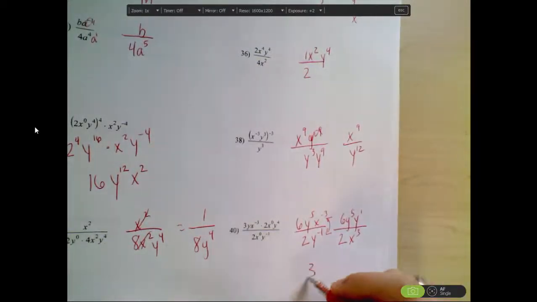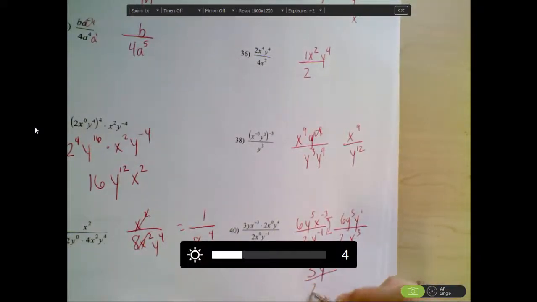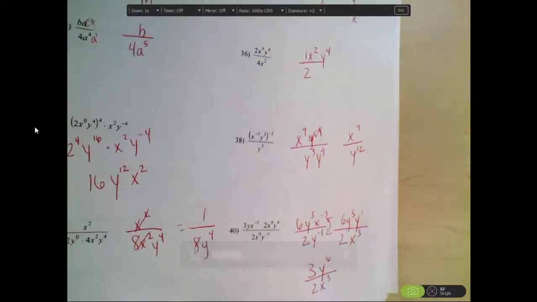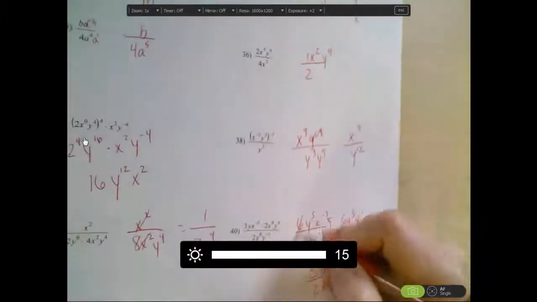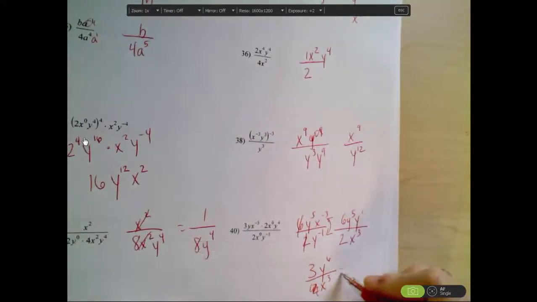6 divided by 2 is 3. Y to the 5th times y to the 1st is y to the 6th over 2x cubed. Oops, the 2 is gone. 6 divided by 2 is just 3. So the answer is really 3y to the 6th over x cubed.